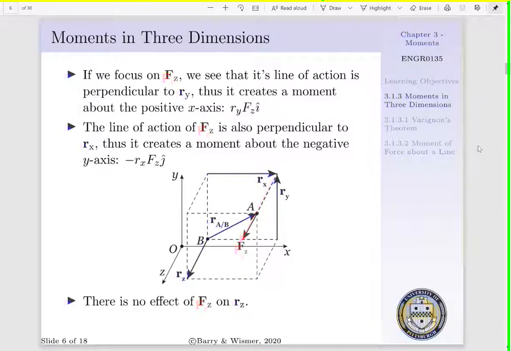Lastly, if we focus on f sub z, we see its line of action is perpendicular to r sub y. And using our right-hand rule, we see it creates a moment about our positive x-axis. And this is quantified as r sub y, f sub z, i hat.